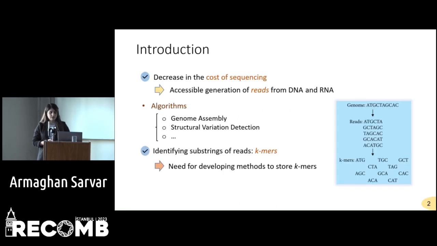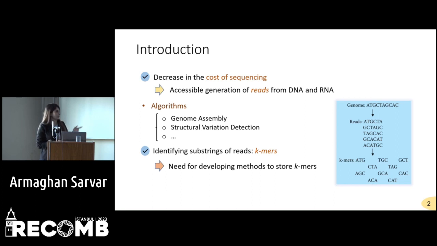The decrease in the cost of sequencing over the last decade has led to a more accessible generation of reads from DNA and RNA data. Many famous bioinformatics algorithms, such as genome assembly or structural variation detection, have been based on identifying short, fixed-length substrings of reads, which are called k-mers. Hence, there has been a growing need for developing methods to store these k-mers that can support various queries.